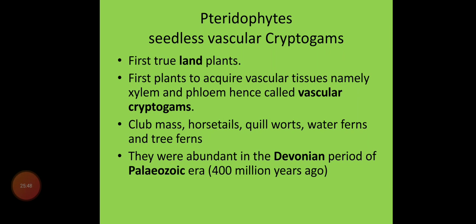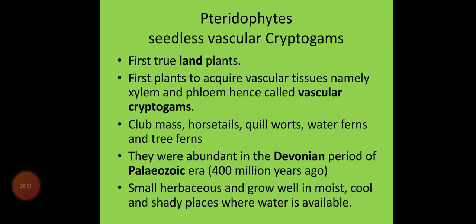Especially in the Devonian period. The geological time scale can be divided into various eras, that is the Paleozoic era, Proterozoic era, like this. In the Paleozoic era, pteridophytes grew much more. The Paleozoic era is considered to be 400 million years ago. Among the Devonian period of the Paleozoic era, the pteridophytes grew abundantly. It's very important, one more question. Only in the Devonian period of the Paleozoic era did the pteridophytes grow abundantly.